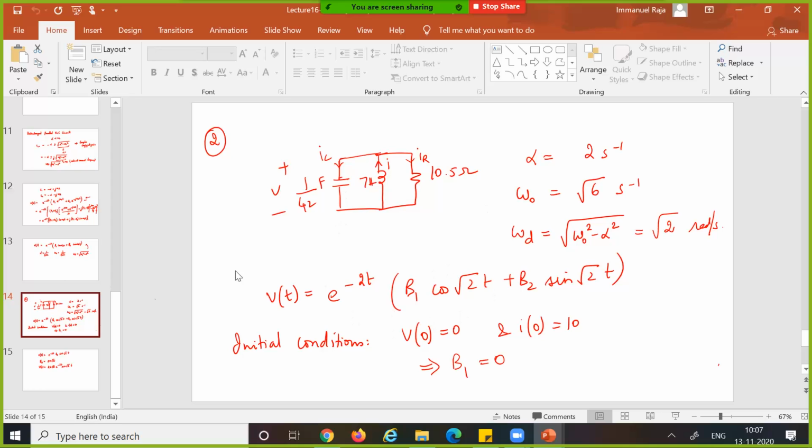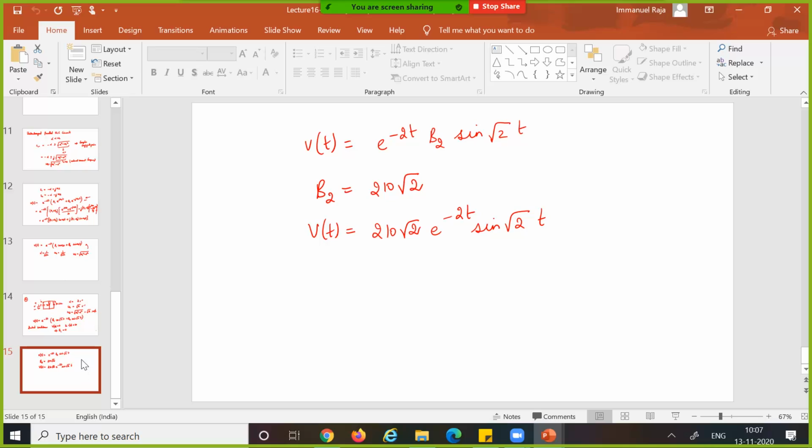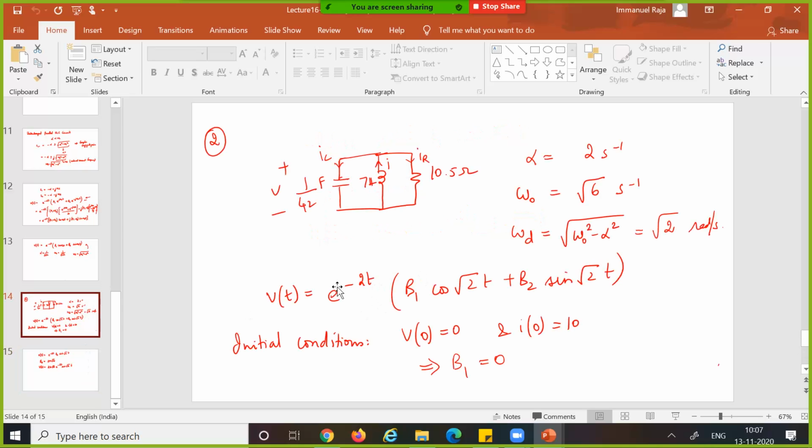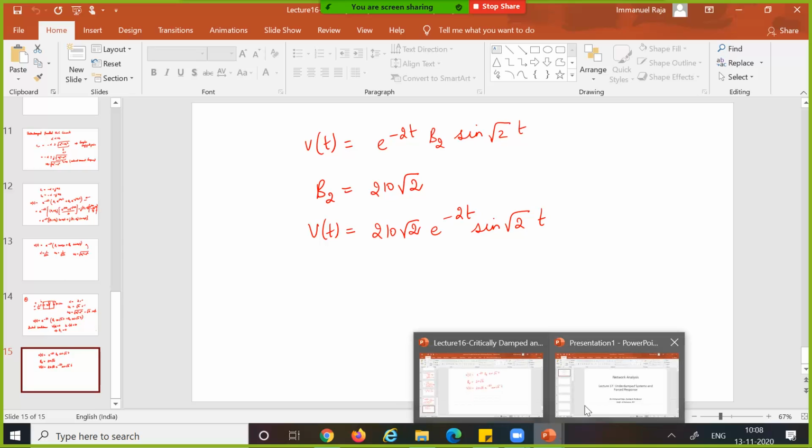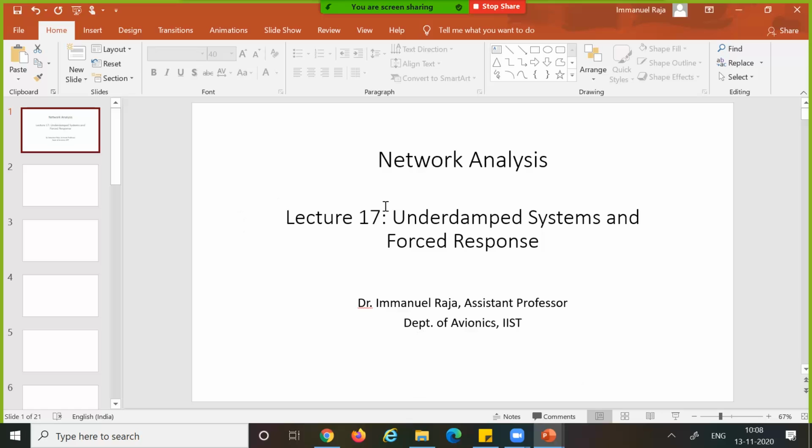So let's solve this system. I think we did attempt a solution. Beyond this point, it's pretty much the same thing. You write the initial conditions: V of 0 is 0 and I of 0 is 10 amps. You substitute and get the answer, then you take a derivative and extract the answer. This is what we did in the last class. So let's try to do one more problem today, before we move over to the forced response cases.